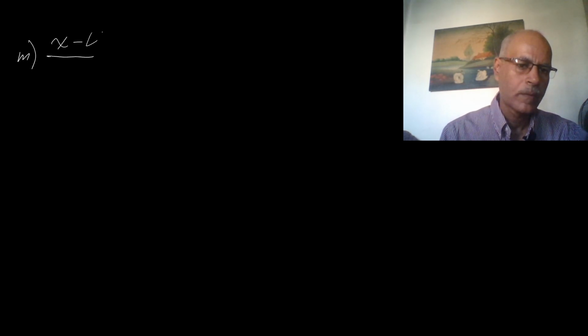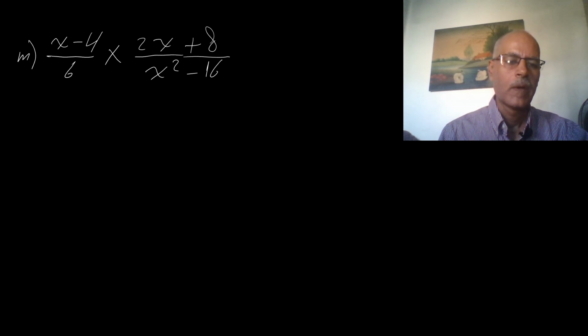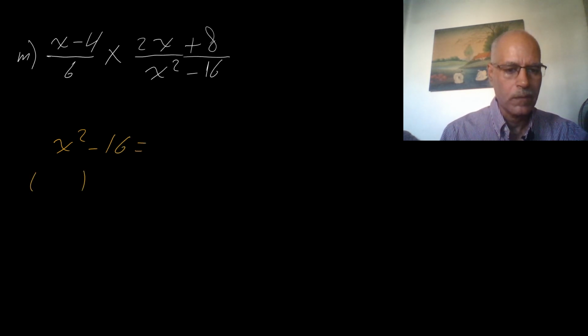X minus 4 over 6 times 2x plus 8 over x squared minus 16. Let's remember x squared minus 16. When I factorize it, it's the difference between two squares. It will be x and x, 4 and 4, one positive, one negative.